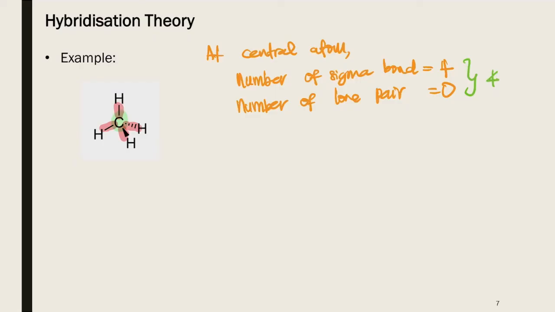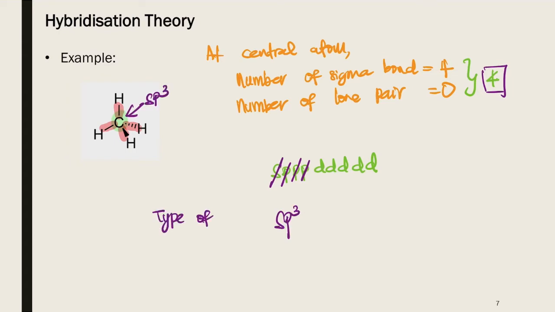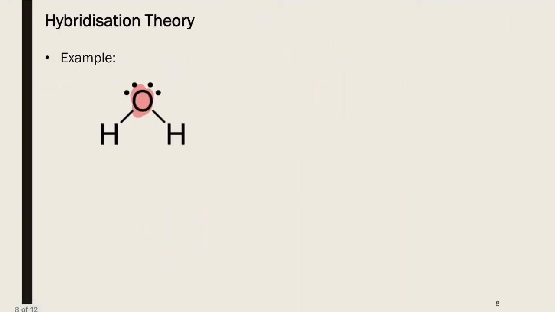So, cara mudah untuk tentukan type of hybridization, kita senaraikan 1 orbital S, 3 orbital P dan 5 orbital D. Sebab ada 4 total number itu, so kita potong 1, 2, 3, 4. So the type of hybridization is sp3. And then when you look at the hydrogen atom at the terminal, actually hydrogen atom tidak perlu kita hybridize sebab hydrogen atom itu dia cuma ada 1 orbital.